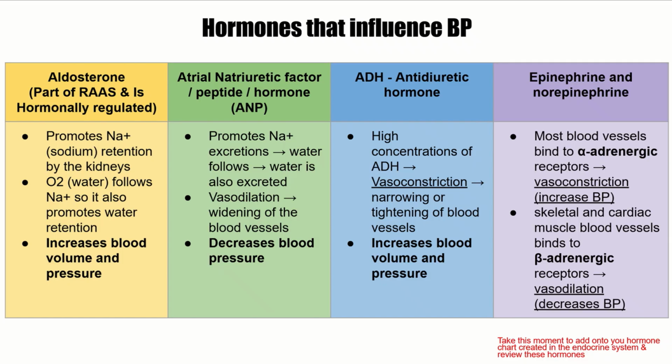Antidiuretic hormone, or ADH, in high concentrations results in vasoconstriction, leading to the blood vessels narrowing or tightening, increasing blood volume and pressure. For epinephrine and norepinephrine, most blood vessels bind to an alpha adrenergic receptor, leading to vasoconstriction and increase in blood pressure. Skeletal and cardiac blood vessels bind to beta adrenergic receptors, leading to vasodilation and decrease in blood pressure.